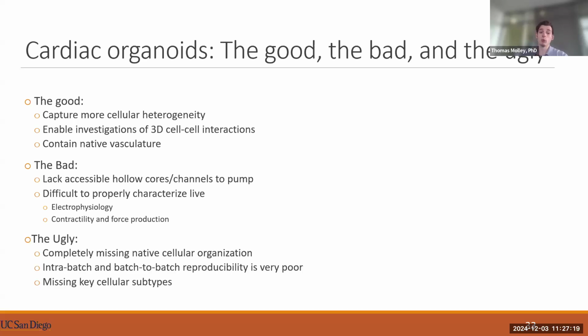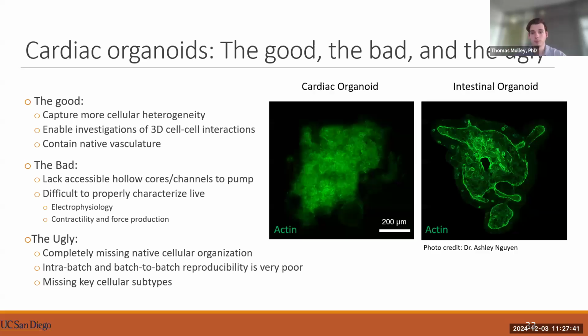But the ugly is that we're completely missing that proper native cellular organization. So not only do we not have those hollow cores, but we don't have the cells perfectly aligning. We don't have them stratified in the correct orientation. There's a lot of intra-batch as well as batch-to-batch reproducibility issues. So you make one batch of organoids, and within that batch there are a lot of problems. And then you do another one a few weeks later, and again, they don't look identical to the original ones.